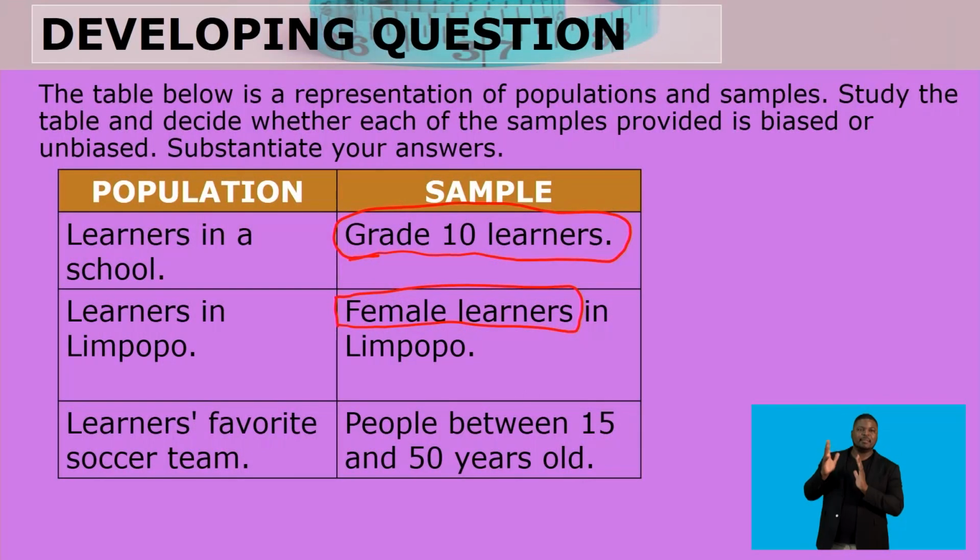And finally now, learners' favorite soccer team. Okay, people between 15 and 50 years old. All right, do you think that's a fair representation? Maybe, because you could say that that's more or less the age at which people watch soccer, but what about people that are older than 50 years? Do they also watch soccer? So maybe yes. So is that a fair representation again? Probably not. And that's again where the trick comes into effect. How do we actually pick a sample from the population? And that's often where we need to be very careful. Let's go to the next slide.